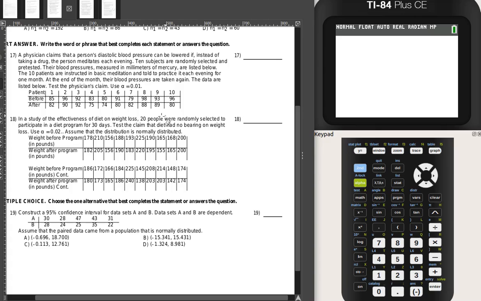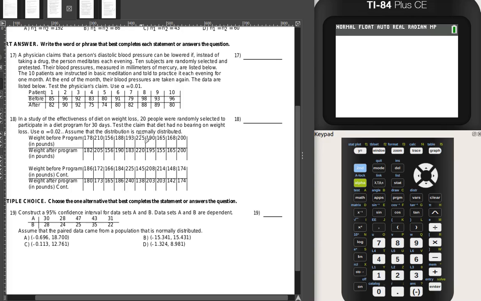This time, looking at number 18. It says, in a study of the effectiveness of diet on weight loss, 20 people were randomly selected to participate in a diet program for 30 days. We are testing a claim that the diet had no bearing on weight loss. Use a level of significance of 0.02.